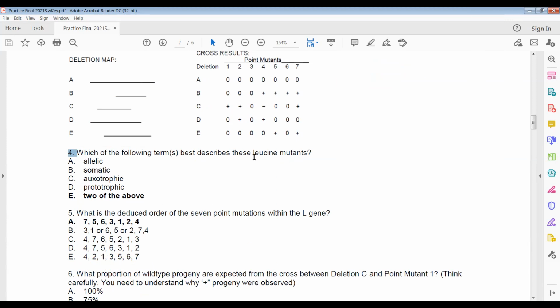Right. Yes, we're talking about different points about these mutants, right? So let me see. Yes, that's right. Okay.